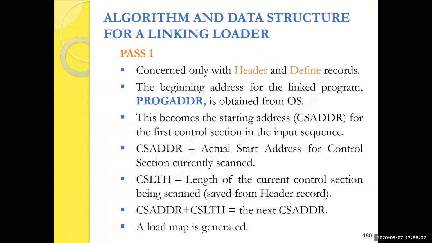We'll now look into pass 1 and pass 2 processing. During pass 1, the linking loader is specifically concerned with two record types: the header and define records, because pass 1 has to do with defining external symbols, and external symbols are found in the header record as well as the define record. The header record specifically contains the control section name, and the define record labels all external symbols that are available for program linking.